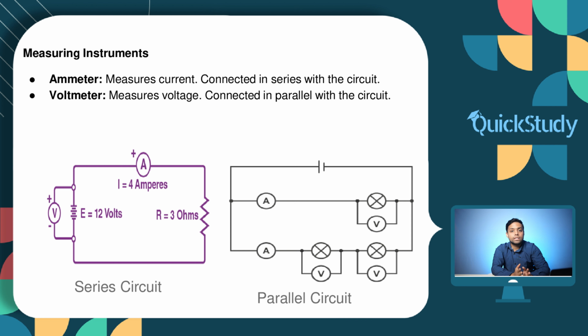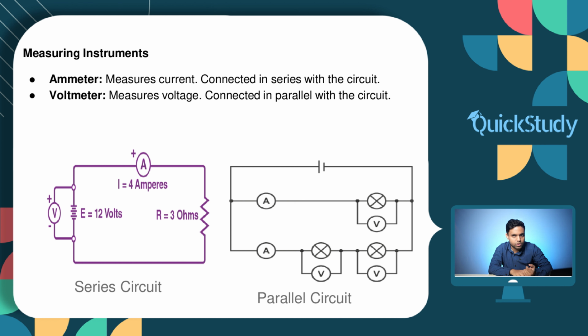Among these devices, two of the measuring instruments are the ammeter and voltmeter. Ammeter measures amperes, which is the electric current, and voltmeter generally measures the voltage in a circuit. So we have to learn how to draw these two circuits using these two devices.